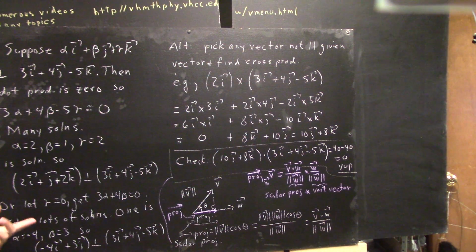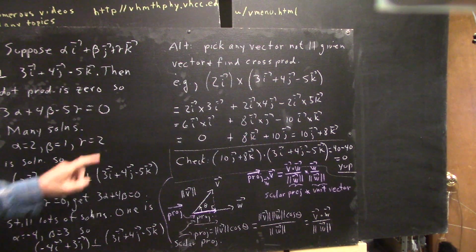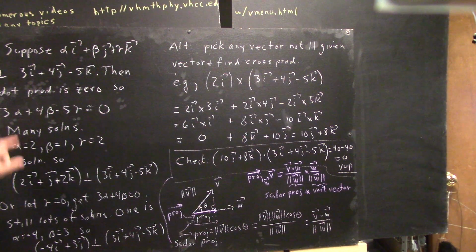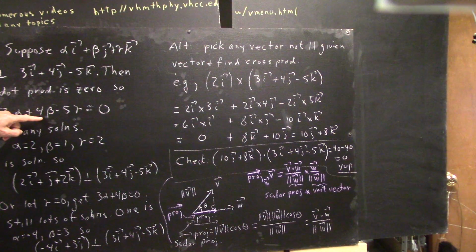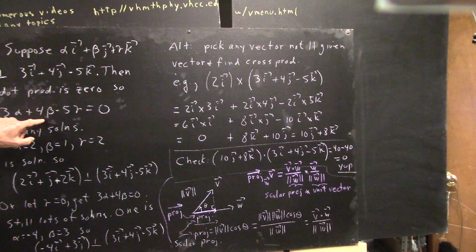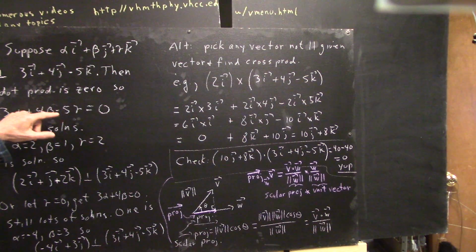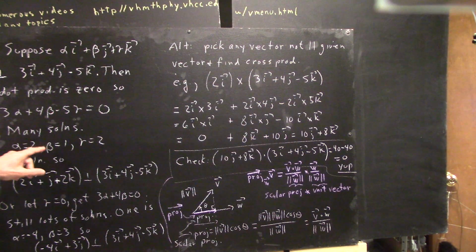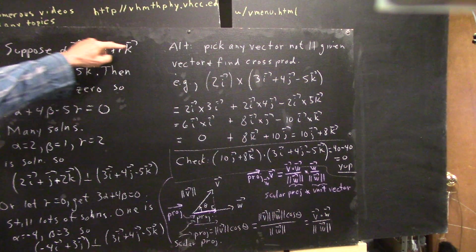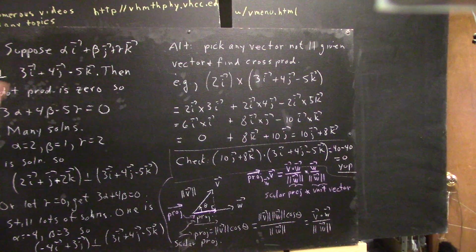Somebody in the class came up with this one. Alpha is 2, beta is 1, gamma is 2. So if we put in 2 for alpha, we get 6. 1 for beta, we get 4. 6 and 4 is 10. Then if we have 2 for gamma, we get negative 10. Well, that gives us 0. So right there is an alpha, beta, and gamma that makes this vector perpendicular to this vector. Okay, well, that's a solution.